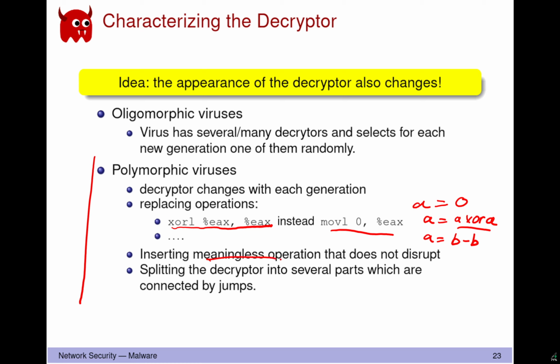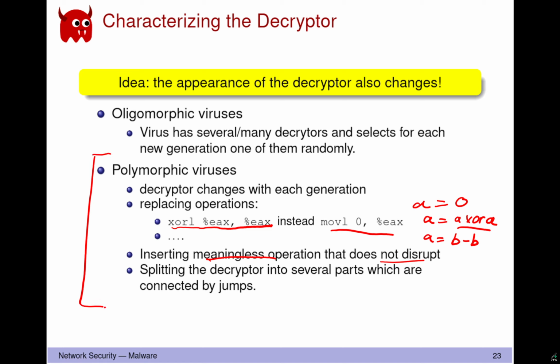Insert meaningless operations that do not disrupt the code, and split the decryptor into several parts which are connected by jumps, so there are not 5 instructions one after another, but one instruction, then a jump, one instruction, then a jump, and so on.